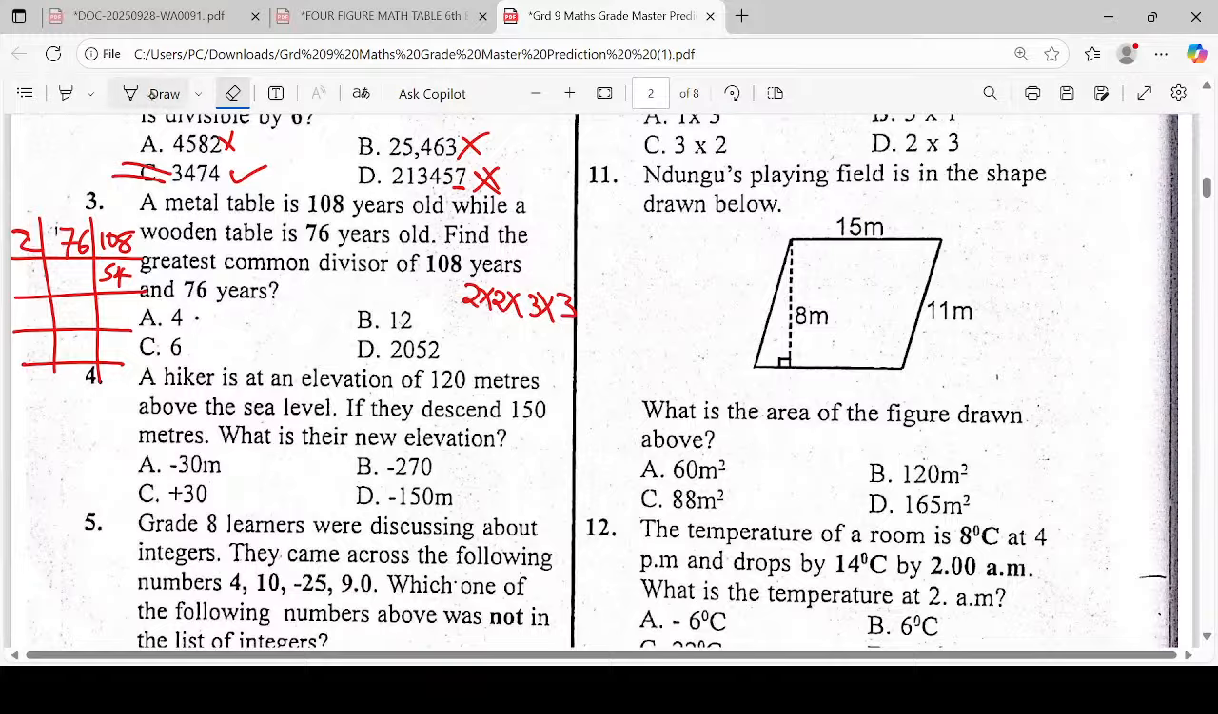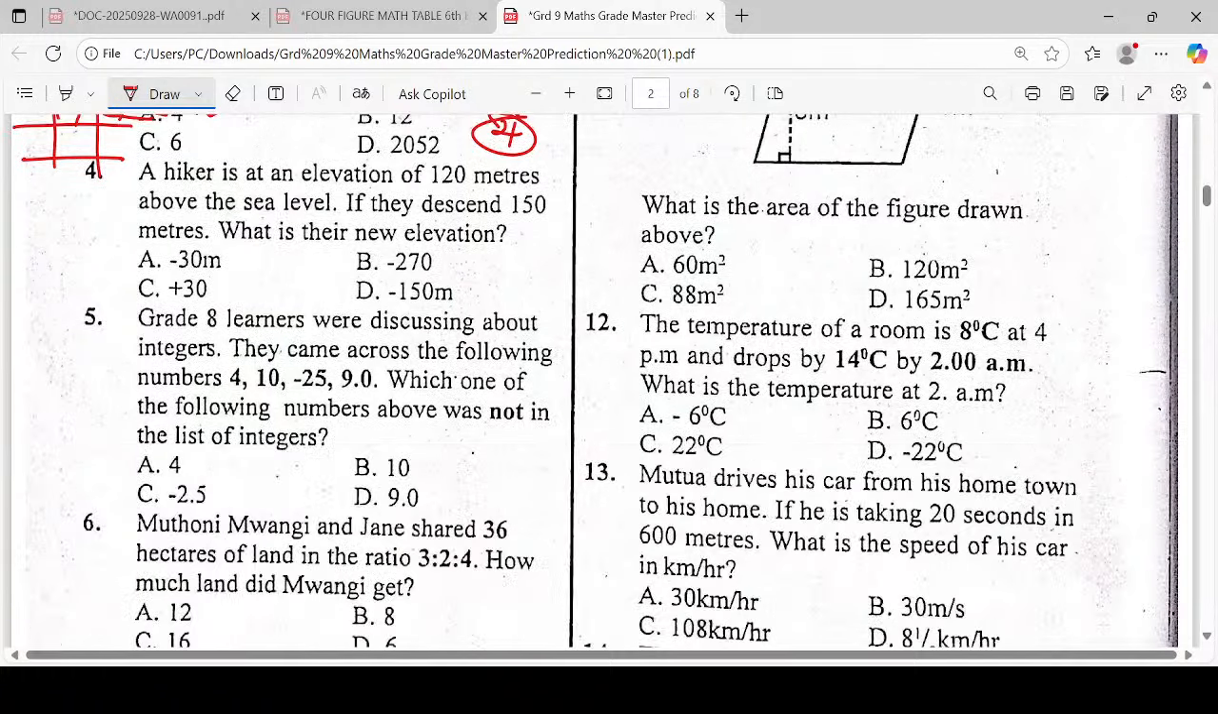Two was going into 76 38 times. I wrote 18 instead of 38. 2 goes here 38 times. Another number here should be 2. This is 19, 27. Then we don't have any other number. So our GCD is given by 2 times 2, so that makes it 4. A for apple. Remember, they wanted the GCD.